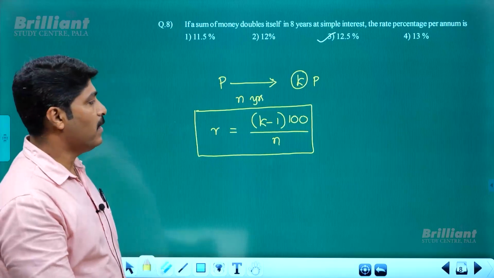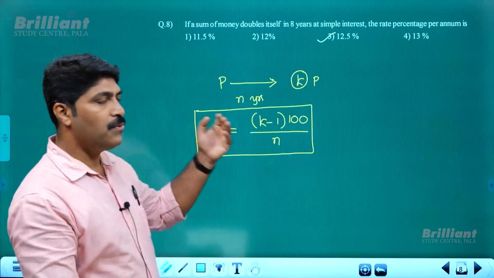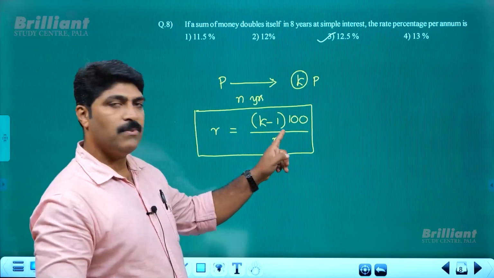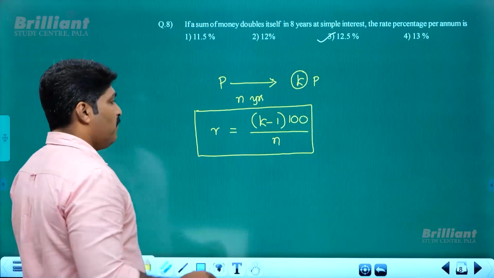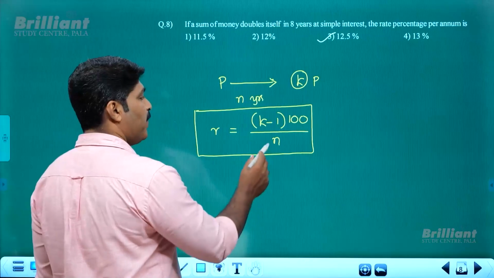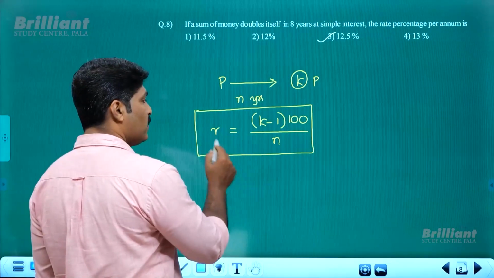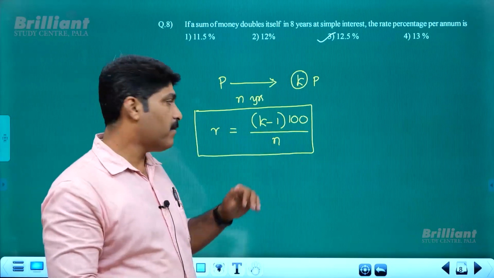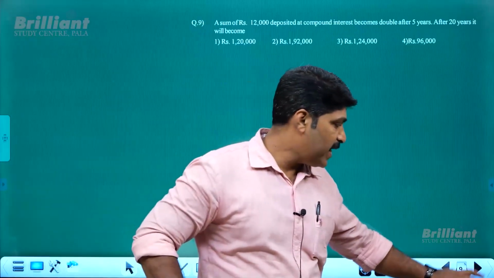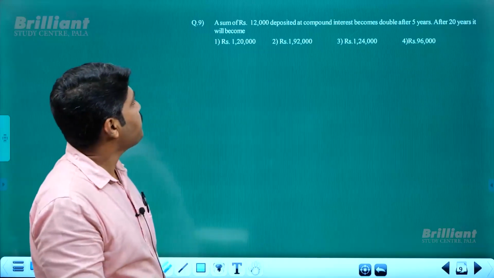K minus 1. In our previous case, that was 2 times. Therefore, 2 minus 1 into 100 divided by 8. And in another way, if you need to find n, you just interchange these values. So n is equal to (k minus 1) into 100 divided by r. That way also we can find the answer to such questions.